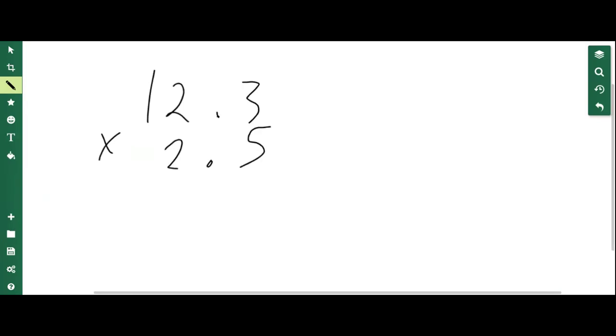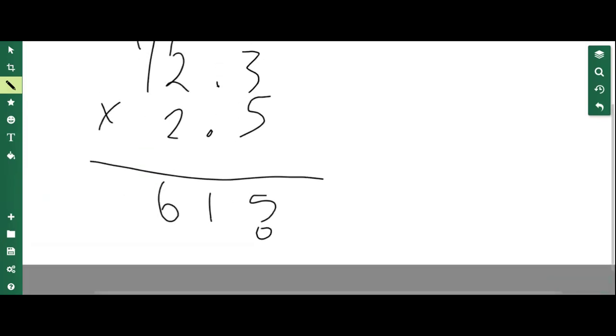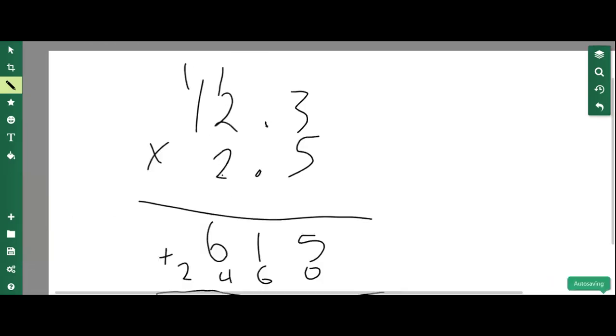Let's look at another one. 12.3 times 2.5. Multiply regularly. 5 times 3 is 15. 5 times 2 is 10, plus 1 is 11. 5 times 1 is 5, plus 1 is 6. We draw a 0 at the bottom. Well, I don't know if I have enough space. What is 2 times 3? That's 6. 2 times 2 is 4. And then 2 times 1 is 2. We add all of it together, and I'll write it up here.